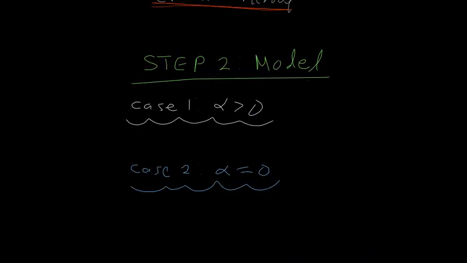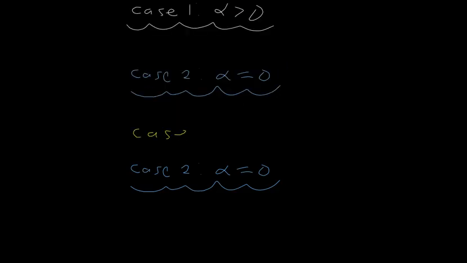The third, case 3, is when alpha is negative, so smaller than 0.